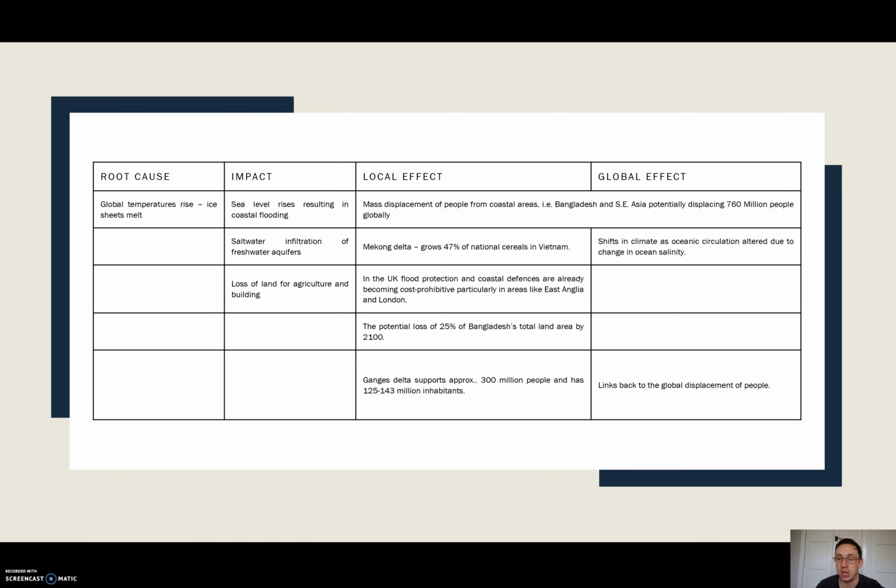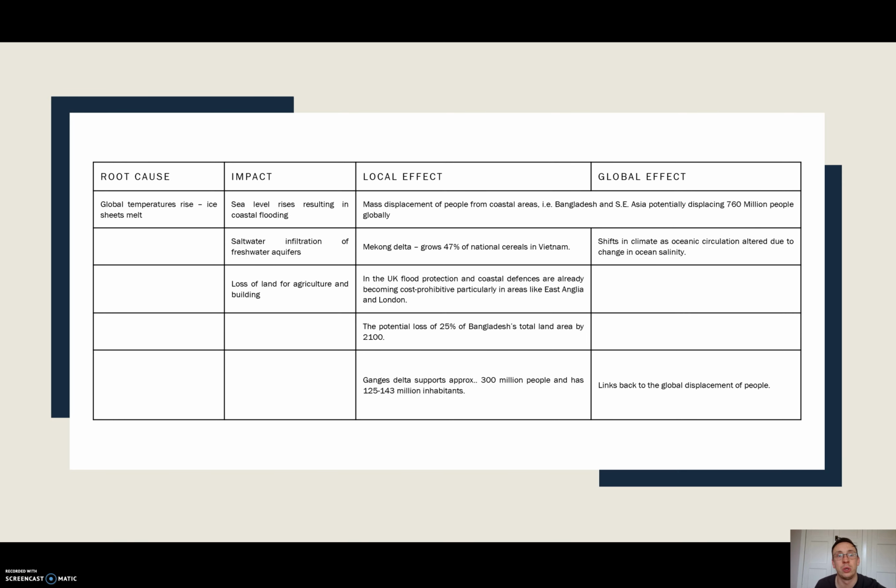So, to start us off, what are some of the things that are going to be affected? They're at the Mekong Delta. Now, that's where Vietnam grows 47% of their national cereal produce. Now, that's huge. If you have that area impacted, you're going to have massive problems. You're going to effectively result in a huge amount of starvation, more likely than not.